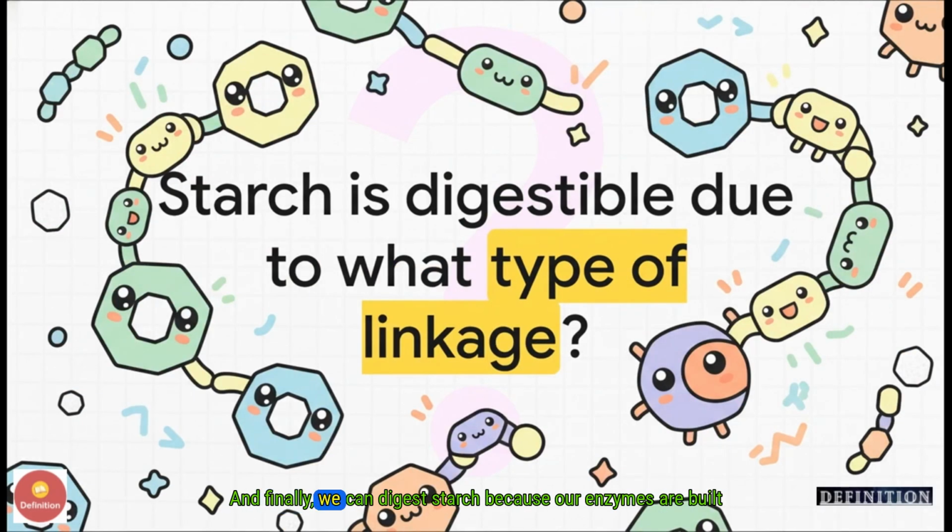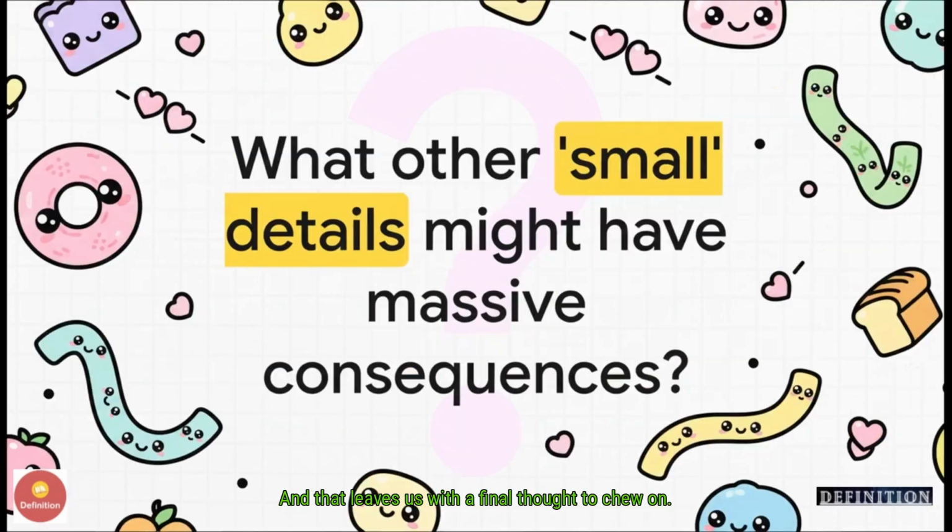And finally, we can digest starch because our enzymes are built to break what specific type of linkage? Exactly, the alpha-1,4 glycosidic bonds. And that leaves us with a final thought to chew on. We've seen today how the simple up or down direction of one single bond can be the difference between energy and fiber, between food and structure. It really makes you wonder, what other tiny biochemical details like this are out there, quietly shaping our entire biological world?